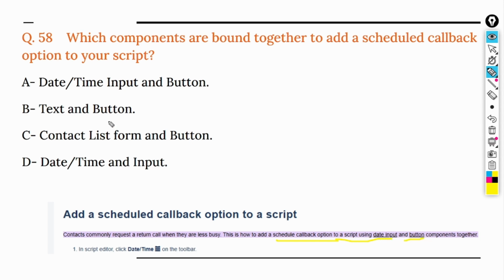But see here, this is something different. Obviously B and C do not match. It is not suitable based on the question. We have to understand which components are bound together to add a scheduled callback to your script. So if you see, for editing the script, first you have to click the date and time. So date and time you can see here, but you have to bind together the component which is button. So this is the correct one, not this one. It's quite identical, but still this is less possible. This is the accurate one. So option A is the correct one. Okay, let's go next.